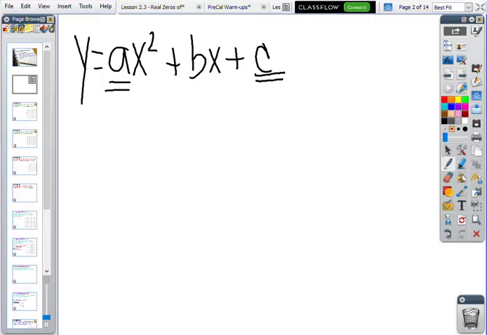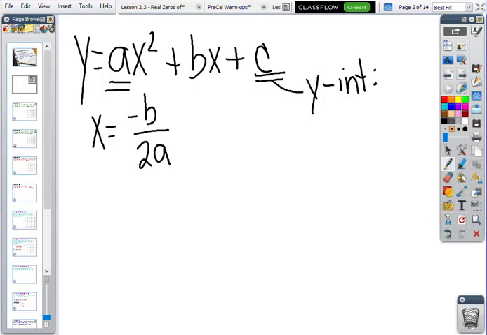The c value represents our y-intercept. Okay, so that would be the place where it crosses our y-axis. Remember that quadratics have a vertex. So to find the vertex in standard form, the x of the vertex is negative b over 2a. And then to find the y of the vertex, we would plug in the x and find out what the y value is.